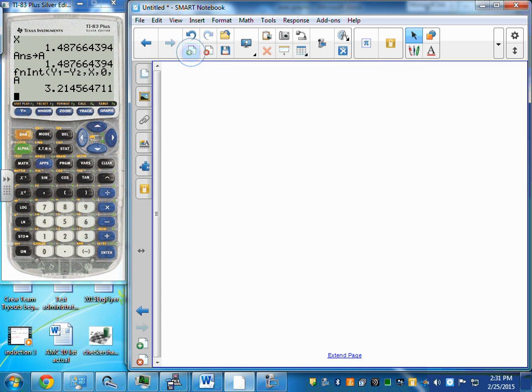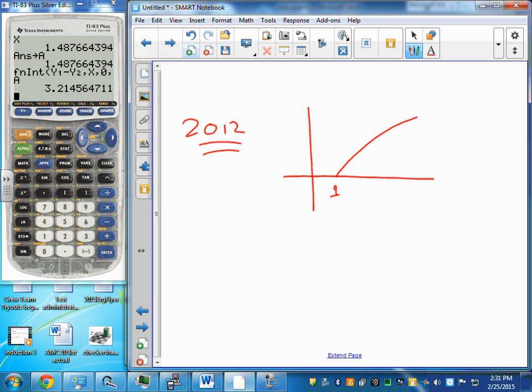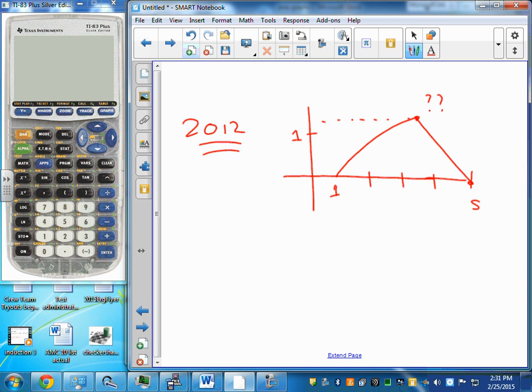Okay, the next one I want to look at is 2012, and the sketch looks something like this. This is the number 1. There's a line coming over here, 2, 3, 4. This is at 5, and we don't know where this is up here, although it appears to be slightly higher than 1. Okay, and our task is to find the area of this.